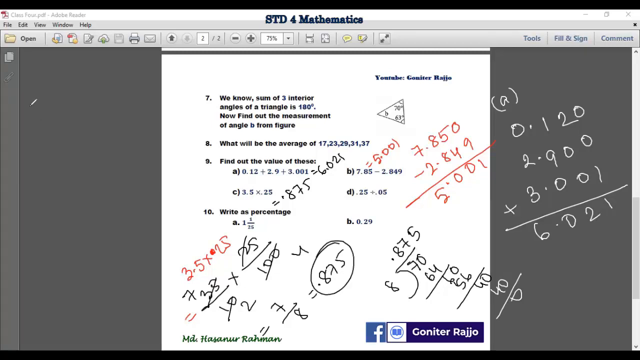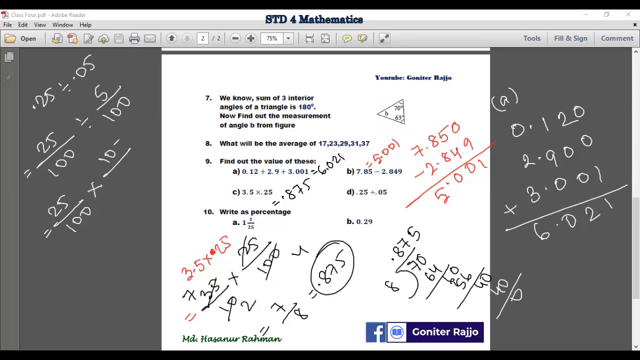Okay. Now, the last one. That is 0.25 divided by 0.05. So how can you solve this problem? 0.25 actually represents 25 by 100 divided by 0.05, which means 5 divided by 100. The division sign will be converted into a multiplication sign when we divide fractions. So the reciprocal of 5 by 100 should be 100 by 5. So we can cancel 100 and 100, and 25 by 5, then it will be 5. So the answer of number D should be 5.